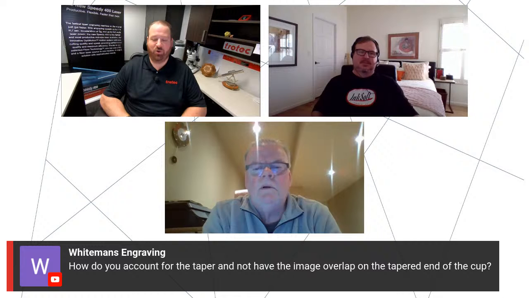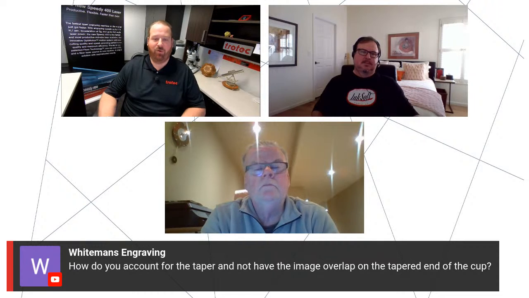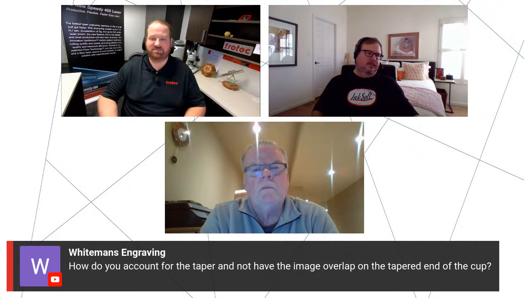Well, you guys both just answered the next question, actually. How do you account for the taper and the image and overlapping taper of the cup? That is exactly right. Roger and Craig basically answered that question. It's just a lot of math right now. You can compensate design-wise for a taper and get it around. But right now, it's not real practical unless you're doing one graphic that's going to be repeated hundreds or thousands of times, where it's profitable to spend the time to do that.